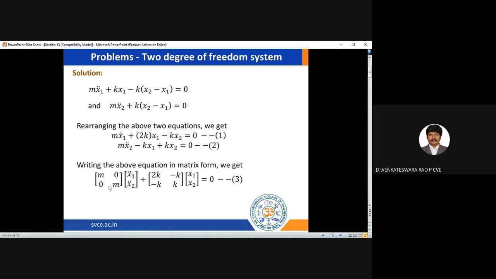Okay, so this form. If you look at the mass matrix, we always get the diagonal components. Even though it is a 2 by 2 matrix, I have m and m. If I have a 3 by 3 matrix, let us say a 3-story building, you may have another mass, but all the other elements, the upper triangle and lower triangle elements, are going to become 0.